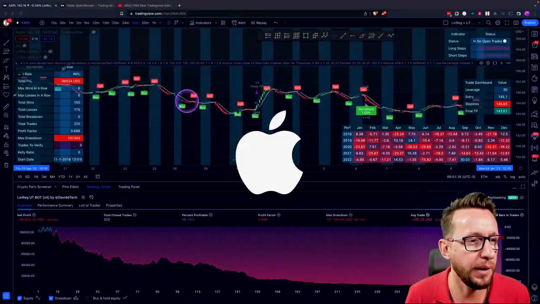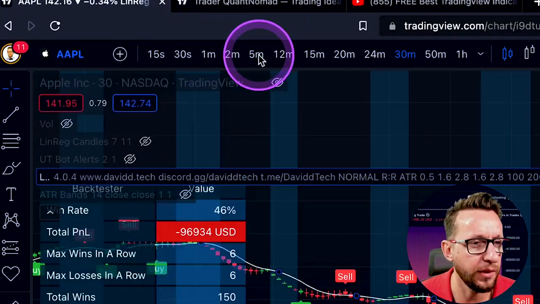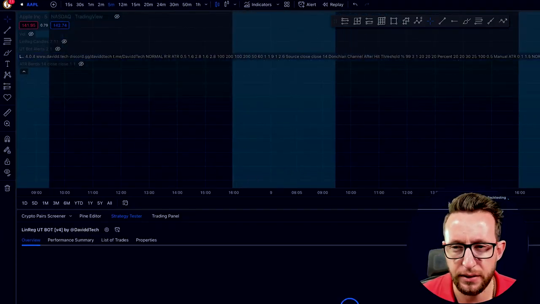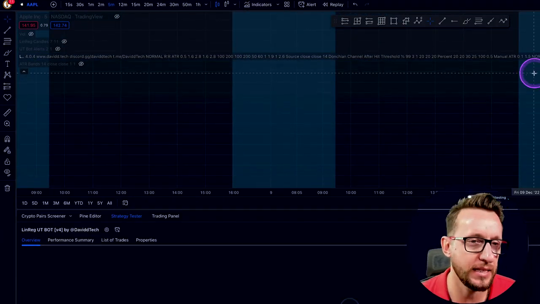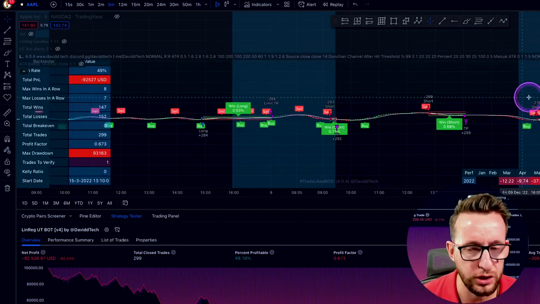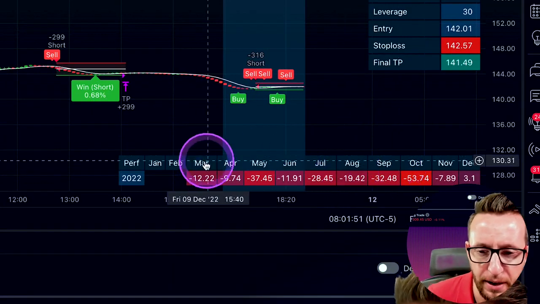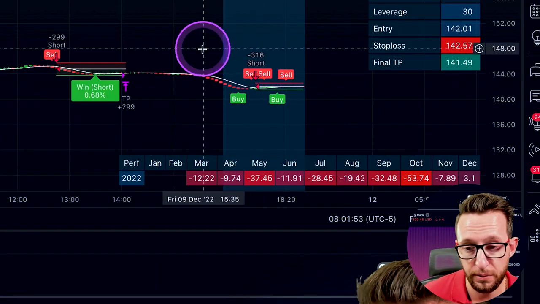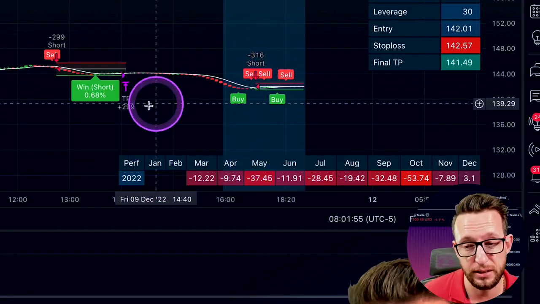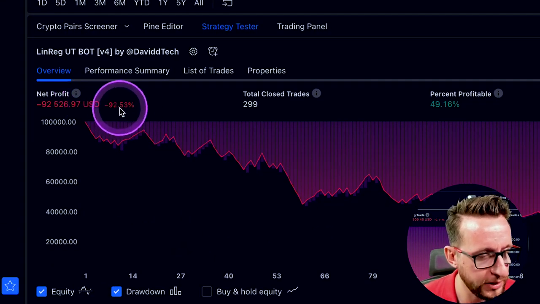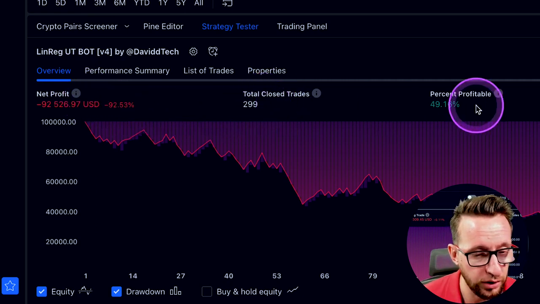Okay, here we are on Apple, as he tested it on Apple. I believe it was on the 5-minute time frame, so if I go over to the 5-minute here, let's give this one a test on there. I have set it up exactly as his rules were in the actual tests. So as you can see, we have data from all the way back in March, so we have almost a full year of data. We have got 10 months of data. We've got minus the 92% on the account, 299 trades.